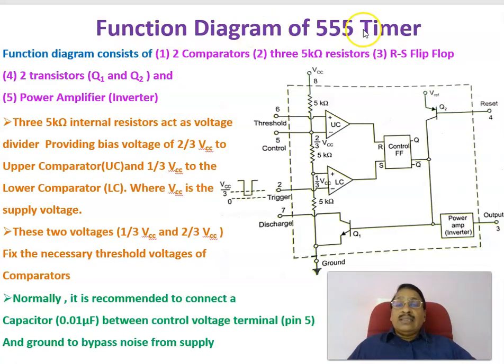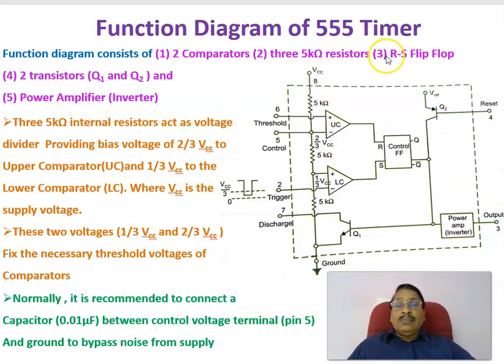Let us see the functional diagram, or internal block diagram, of a 555 timer. The functional diagram consists of, first, 2 comparators: an upper comparator and a lower comparator. There are 2 comparators inside the 555. Second, there are three 5K resistances between VCC and ground. This voltage is divided into 1/3 voltages using the 3 resistors inside the IC. They are three 5 kilo ohm resistors.